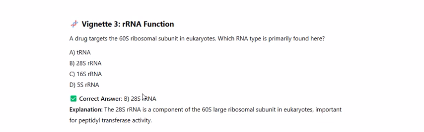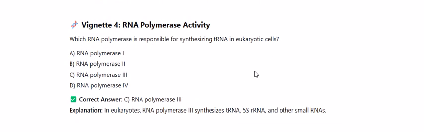Vignette 4. RNA polymerase activity. Which RNA polymerase is responsible for synthesizing tRNA in eukaryotic cells? A. RNA polymerase 1, B. RNA polymerase 2, C. RNA polymerase 3. Correct answer: C. RNA polymerase 3. Explanation: in eukaryotes, RNA polymerase 3 synthesizes tRNA, 5S RNA, and other small RNAs.